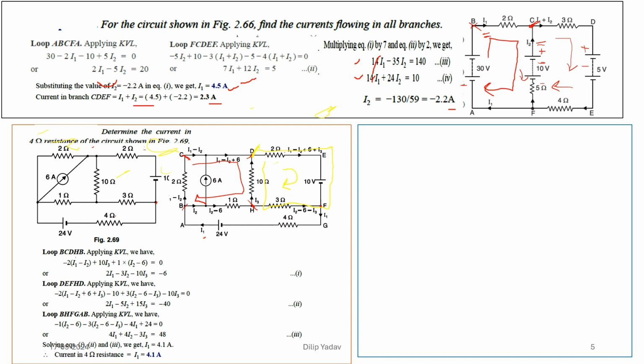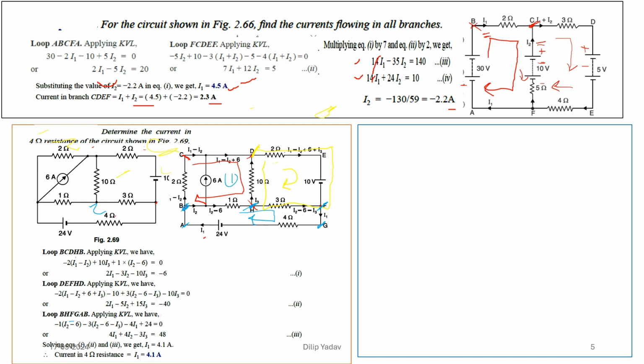Then we have the third loop. We are taking the third loop B, H, F, G, A and B. This is the third loop we are taking.